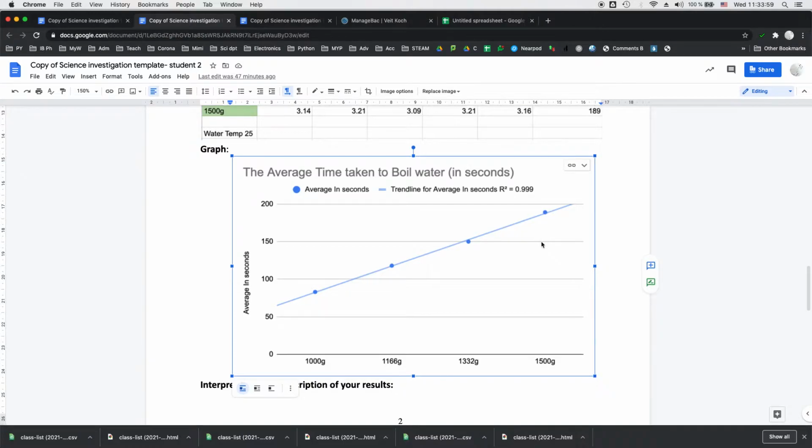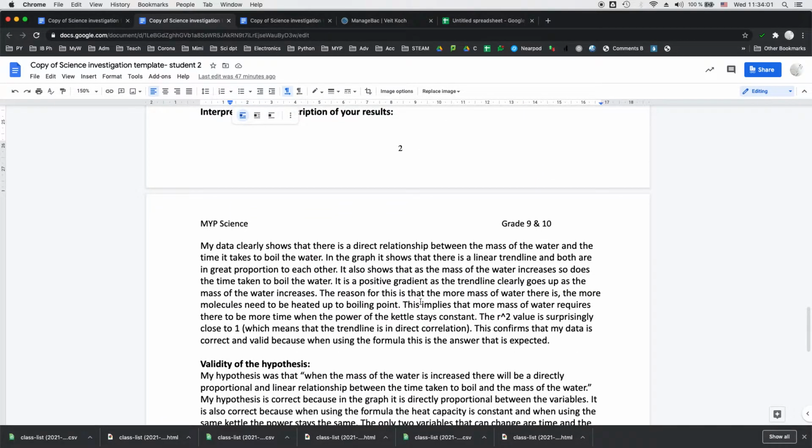Let's have a look at the next example. You have here a direct relationship. There is no direct relationship. That doesn't say anything here. You would want to say it's either linear or directly proportional or something like that.